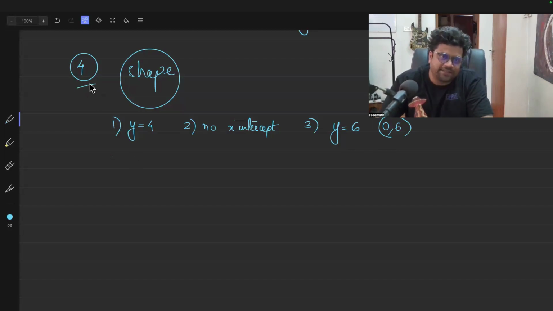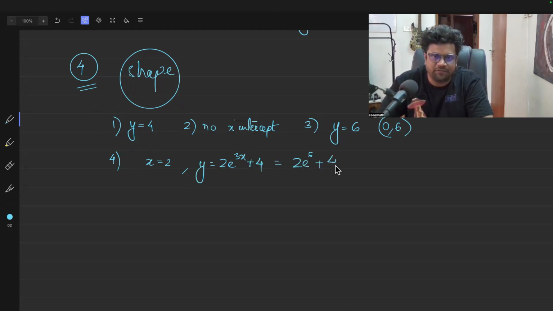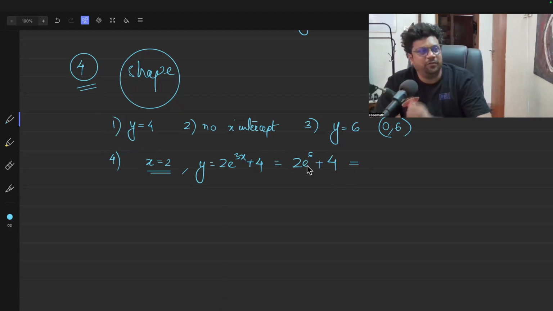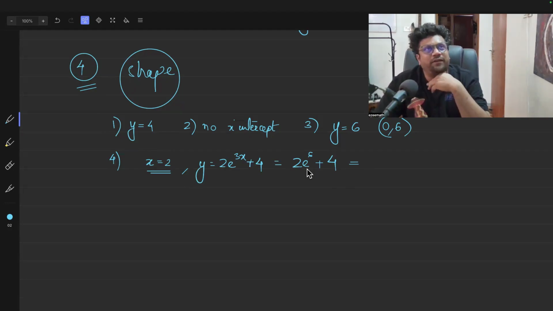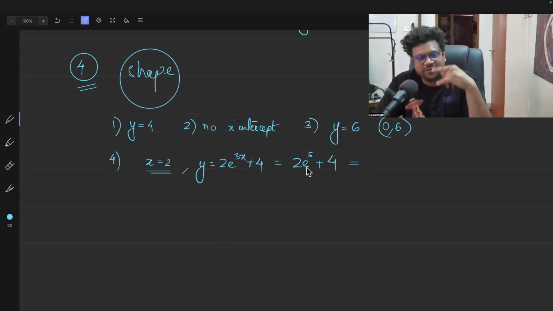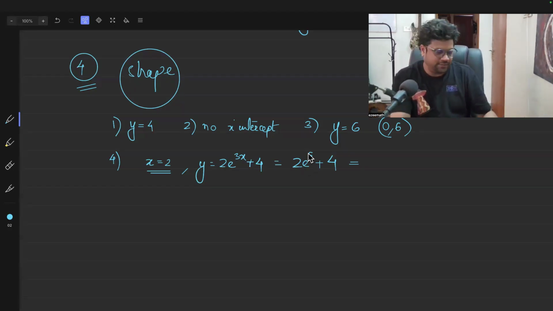And fourth point, it's about the shape. For the fourth point, I would highly recommend obtaining the value of y at some random value of x. Let's say x equal to 2 maybe. So y equals 2e to the power of 3x plus 4. And that's going to be 2e to the power of 6 plus 4. When you substitute x equal to 2 here, it comes out to be e to the power of 6. What will that be? Around 3 to the power of 6. That's a huge number. Let's just see.